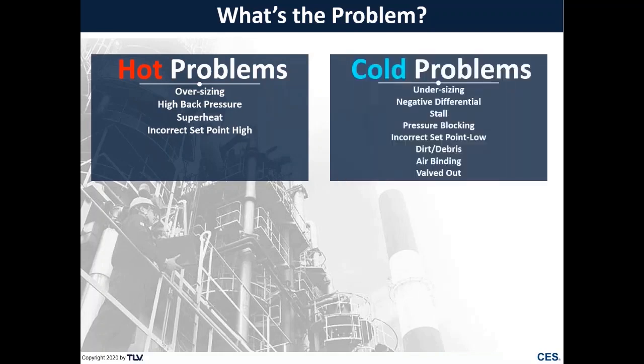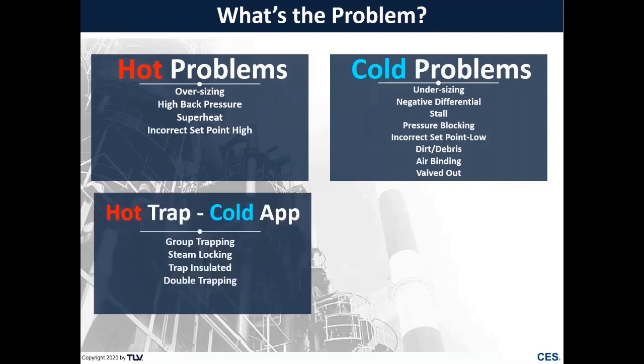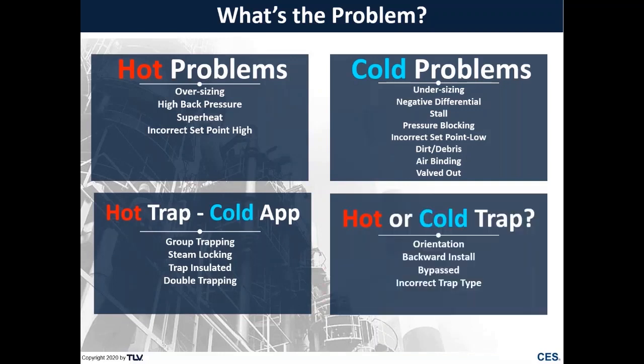This is where the condensate cannot drain properly and is backing up condensate into the steam system. The other one is going to be hot trap, cold application. This is where the trap can be hot, but the application is actually cold. And here we have hot or cold trap, and this will depend on what type of trap it is and how it's installed.